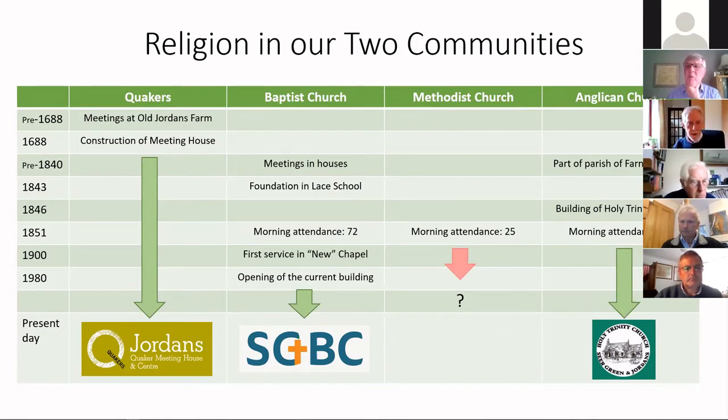But the oldest community by a considerable distance is the Quaker community, founded during the aftermath of the English Civil War, at a time when many people were interested in radically reshaping religion, let alone society and politics and so on. The movement itself dating back to 1652. And just a very few years after that, there were meetings going on of the Quakers in Old Jordan's Farm. And I would say at that point they were illegal meetings.